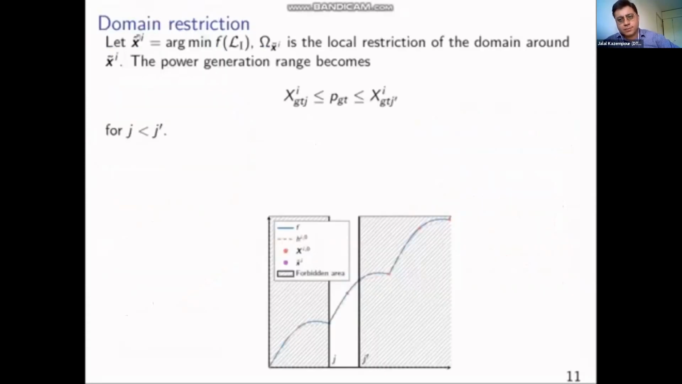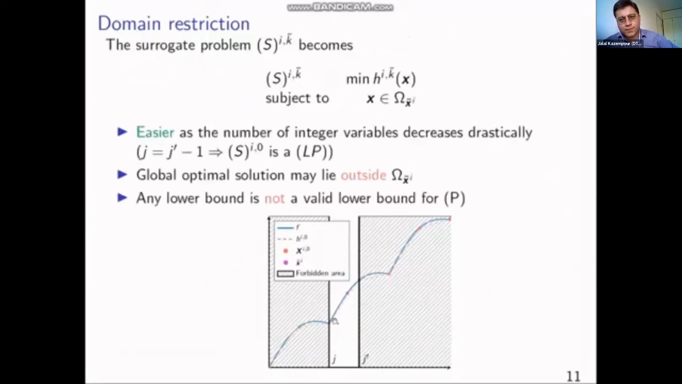The idea is, let x tilde I be one element of this list. The domain restriction will be done by simply changing the power ranges. So here, before we could go everywhere on the domain, and now we can only go to the small band, which is defined by the two closest points. And so this problem is much easier, as I said before.